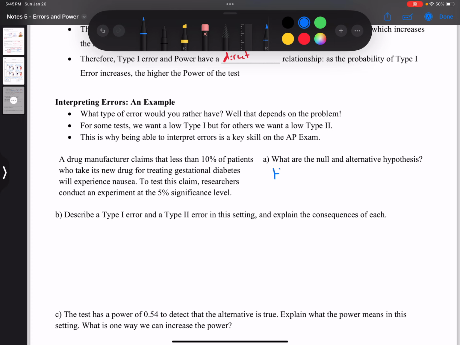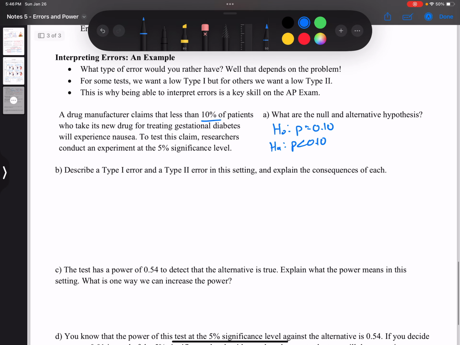Well, our H0 is going to be that exact claim, so 10%. And the alternative is the claim that with their new drug, it's going to be less than 10%. Okay, it says to describe a type 1 and type 2 error in this setting and explain the consequences of each. I find it helpful on these type questions to always draw a quick box, just like we did on the front page.